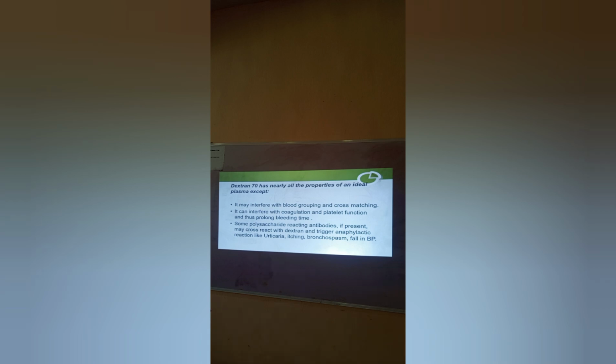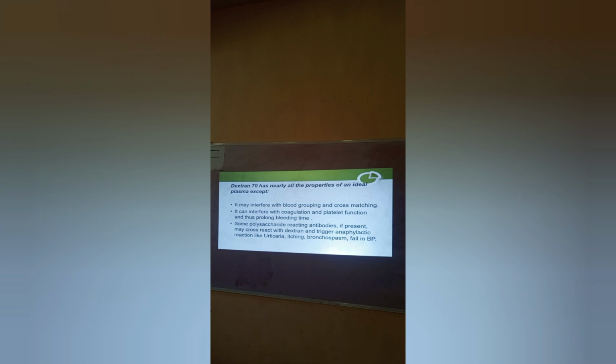Yes, I mentioned at that time the properties of blood substitutes that must not interfere with blood grouping and cross matching, but not all of them actually follow all these properties. There are some one or two differences. So the first one, dextran 70, may interfere with blood grouping and cross matching. It can also interfere with coagulation and platelet function and thus prolong bleeding time.